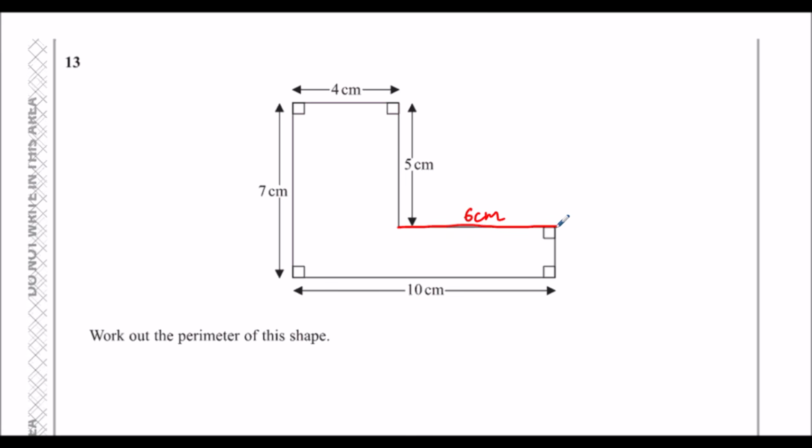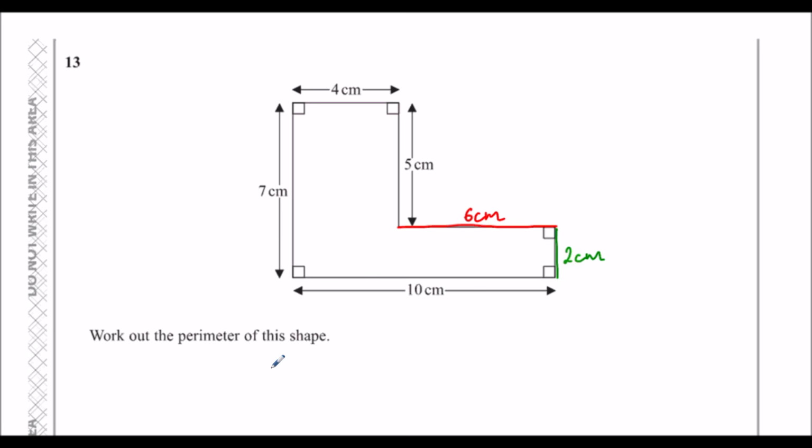And for this green line here, so the whole way down the side on the left is 7. So we've got 5 and this green line. So 5 plus the green line equals 7. What do we have to add on to 5 to get 7? That's 2 more centimeters. So now we've got every length around the edge of the shape.